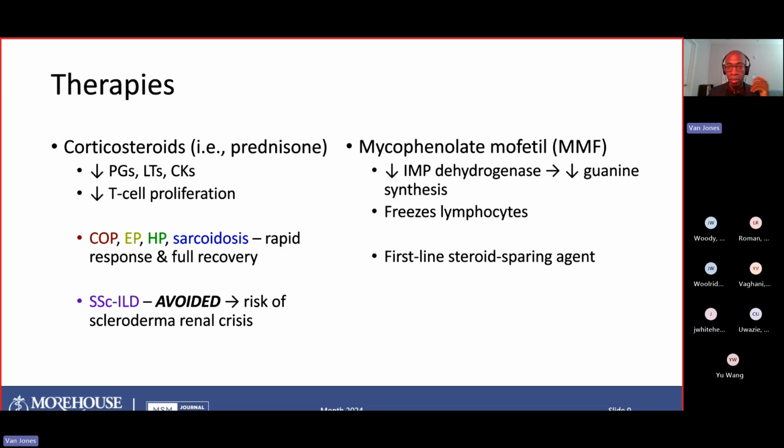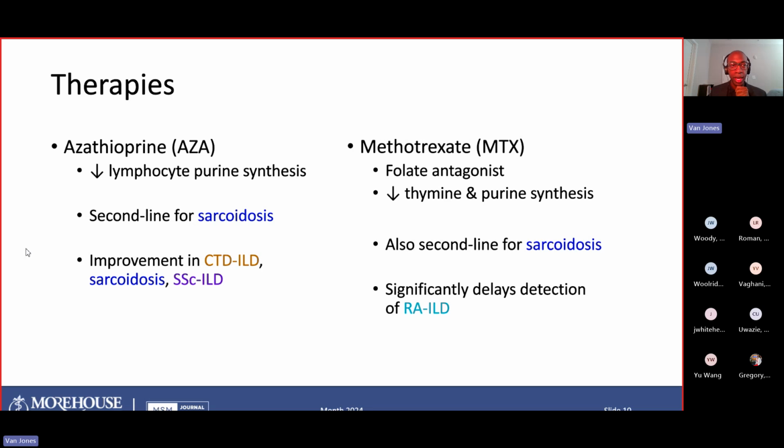Yes. Thank you. And mycophenolate is the first-line steroid-sparing agent and first-line for systemic sclerosis, as I mentioned. Next treatment is azathioprine. This one is also an agent that decreases the synthesis of purines, but this time it works on adenine and guanine. It is a second line for sarcoidosis and has shown improvement in these ILDs according to papers that the authors have found.